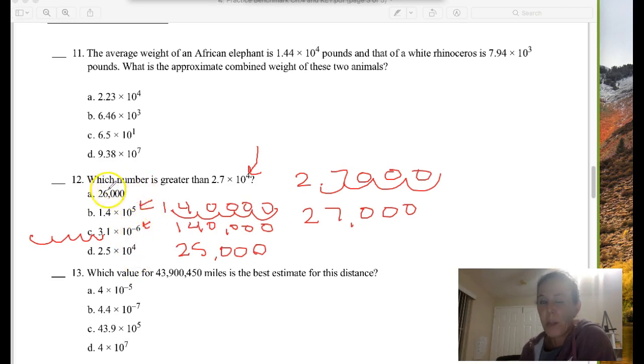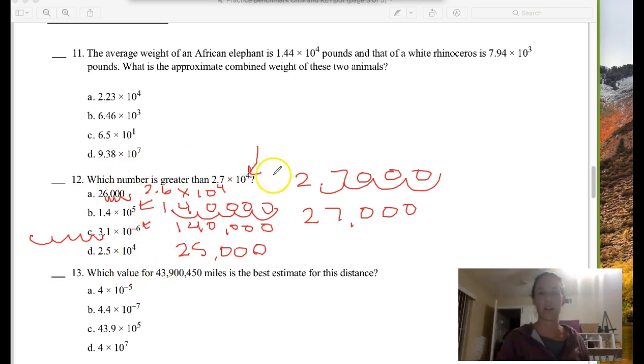If you want, you can put this into exponential form by moving it over 1, 2, 3, 4 decimal places. 2.6 times 10, because I made this number smaller than it originally was, I have to make this bigger, 10 to the fourth. So I can see now straight up with the same exponent that this is smaller than this. So look at that exponent. Whichever has the biggest exponent is going to be your biggest number.